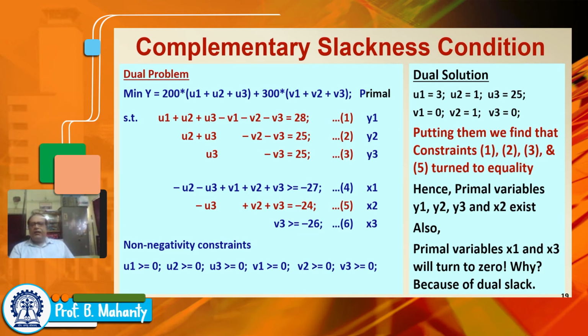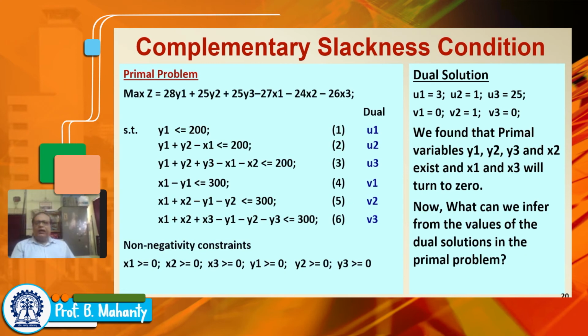So having said that, we have seen that x1 and x3 will turn to 0 because of the dual slack, because dual slack exists in constraints 4 and 6. So therefore the corresponding primal variable will turn to 0. So we found x1 equal to 0 and x3 equal to 0. Now additionally, there is one more very interesting thing. Look, the dual solution u1, u2, u3 and v2 exist, these four, and v1 and v3 become 0. So you see, if the dual variable exists, then the corresponding primal constraint will turn to equality. The primal slack will become 0.